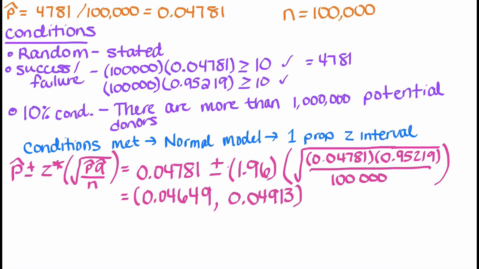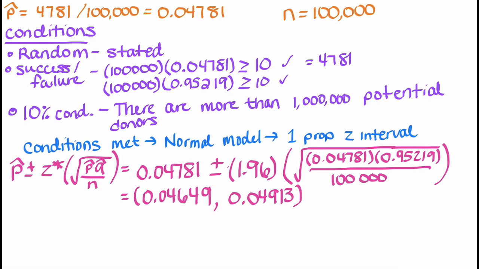0.04649 to 0.04913. Okay, and you can do this in your calculator, but you need to make sure that you're showing some sort of work, whether it's just the formula with the P's and Z's and Q's, or with numbers plugged in, whichever you feel more comfortable with. If you think you might forget to put the hats on there, I would just stick with plugging in numbers. That way you don't have to risk it.